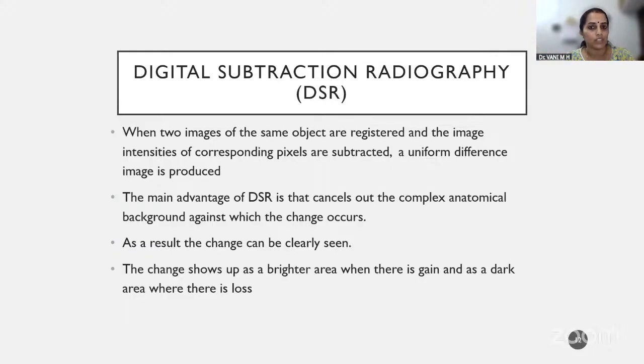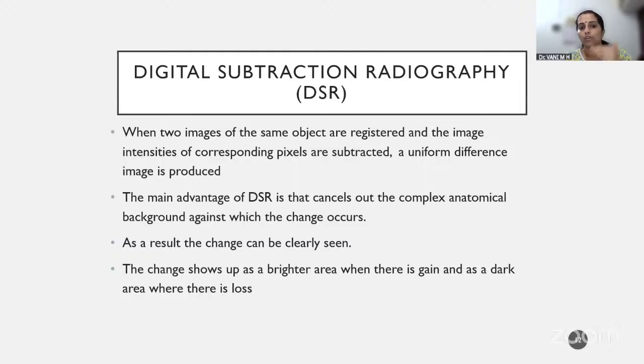We take two digital radiographs at different times and then subtract them or cancel them out with each other. So the main advantage is we are cancelling out the complex anatomical background. So whatever change, whether after a surgery, whether there is an improvement in the bone support, all these things you can analyze with digital subtraction radiography. Okay, when there is any gain, that is shown as a brighter area. When there is any loss, it is shown as a dark area.